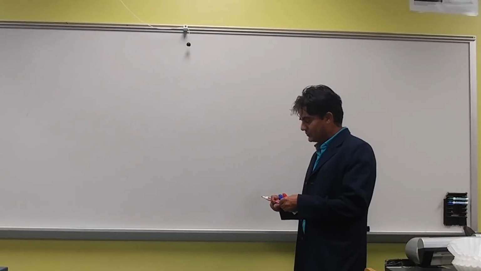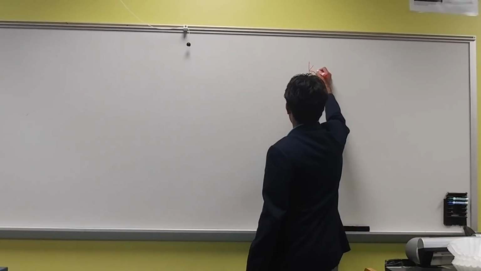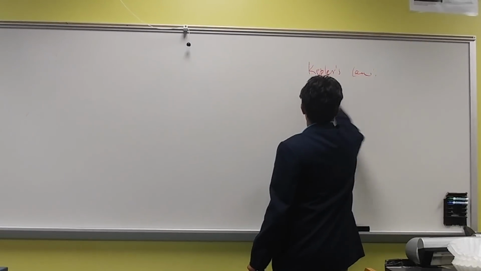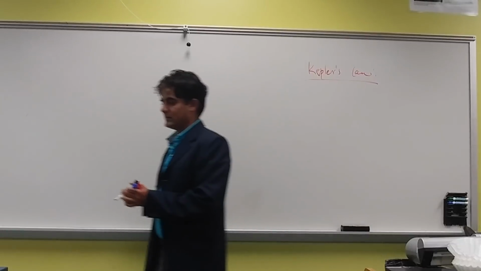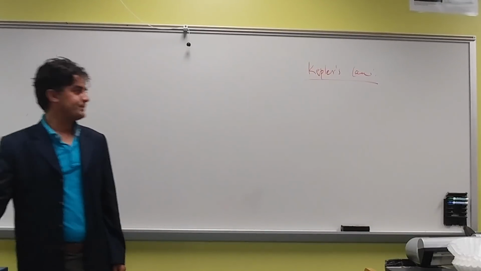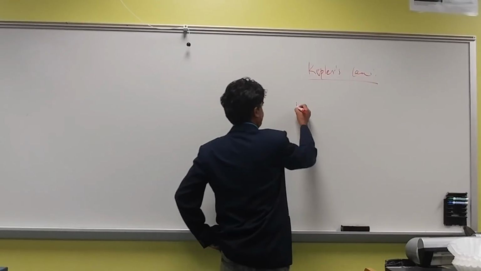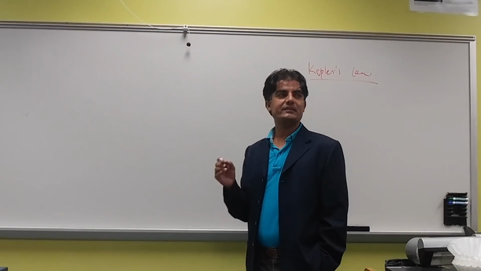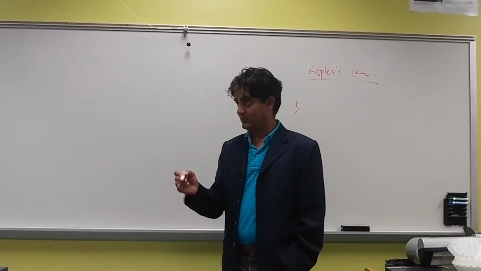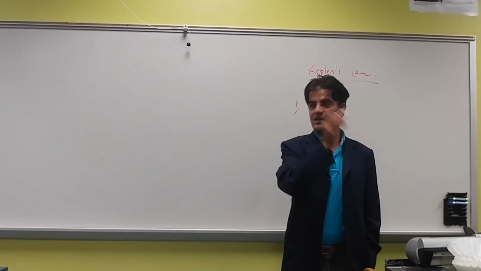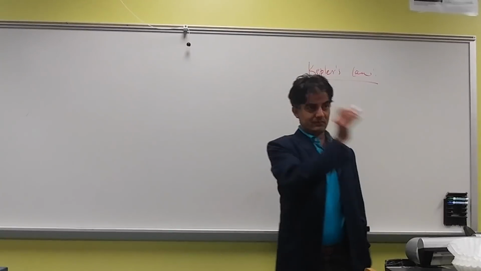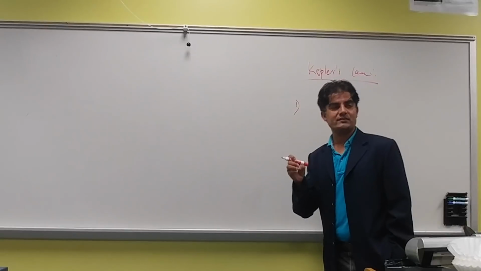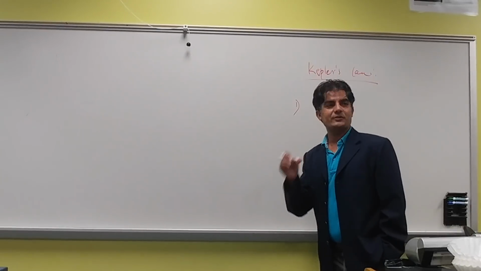Okay, so let me move to something called Kepler's law. I'll go only briefly through Kepler's law. Kepler has 3 laws. The first one is, as we discussed last time, any planet rotates around the sun, or any star, in an elliptical path, where the star will be at one of the focus, right?